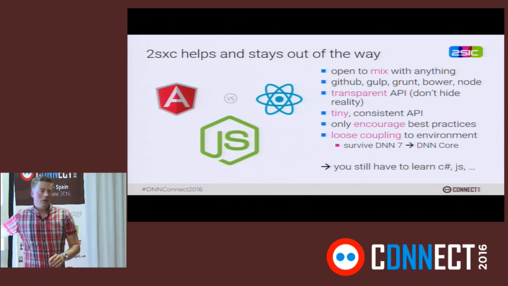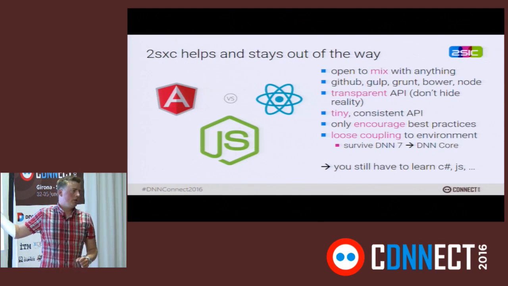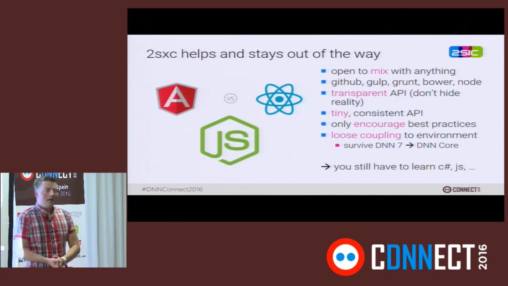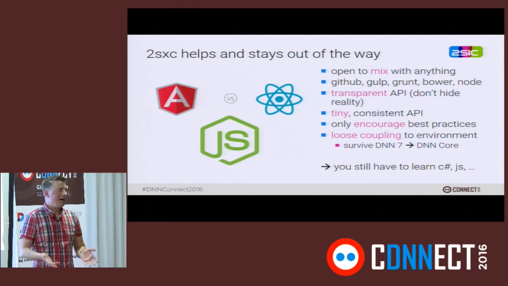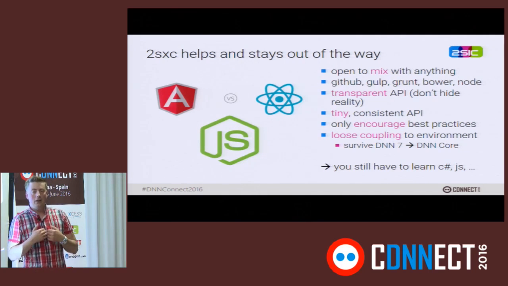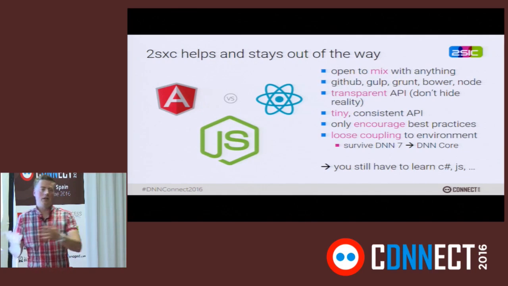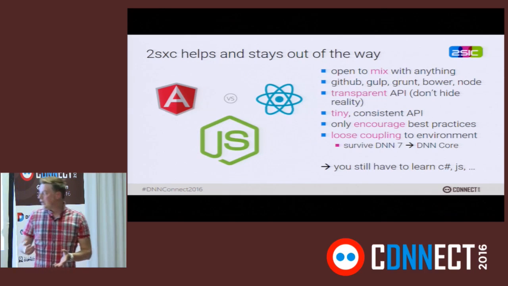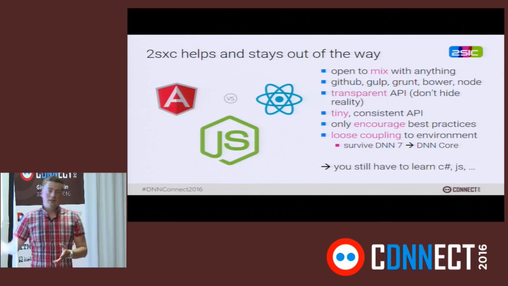And we're doing extremely loose coupling to the environment because we know that if we are too deep into DNN, we will never be able to get out anymore. And reality is DNN.core or whatever will not have the same API as we have today. It's impossible. The only way we can make sure that our apps can migrate is by not relying on that API. There's questions about providing 2Sexy for nopCommerce.